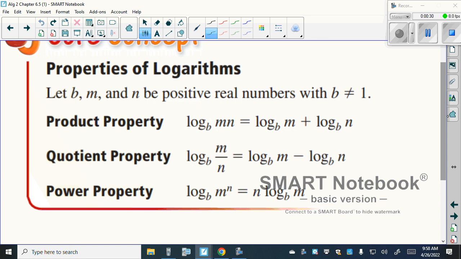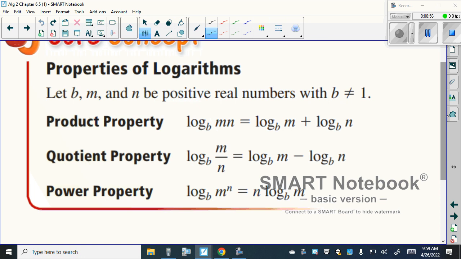Our product property states that if we have two things being multiplied inside of a logarithm, we can rewrite it as addition of those two logs. So if we have log of m times n, we can rewrite it as log of m plus log of n.